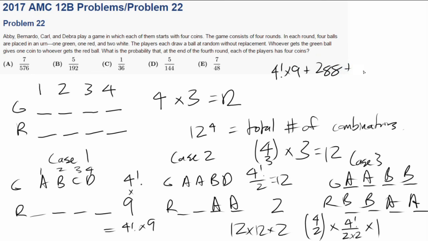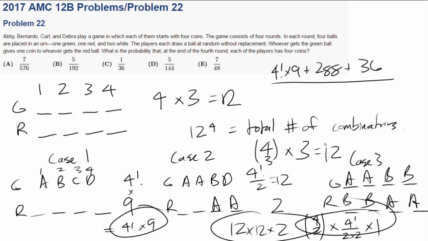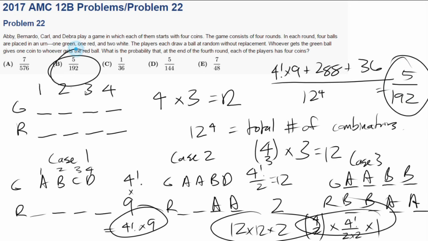I think that's right. If that's not right, tell me. But I just added up this, this, and this over 12 to the 4th. If you calculate that, you get 5 over 192. So that's the answer. I did it with bashing. If you have more creative ways you can do that, I'm pretty bad at math, so I just bashed it. Don't ever be afraid to bash, okay?